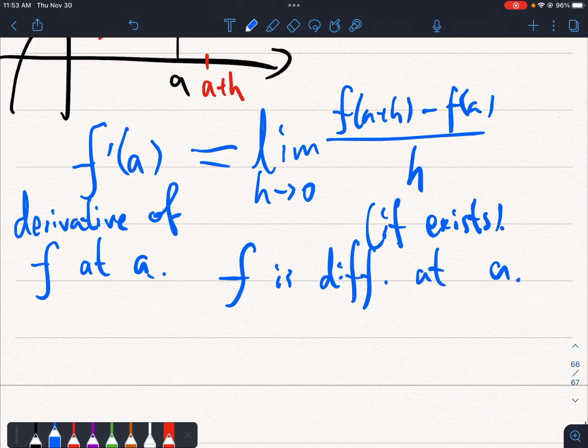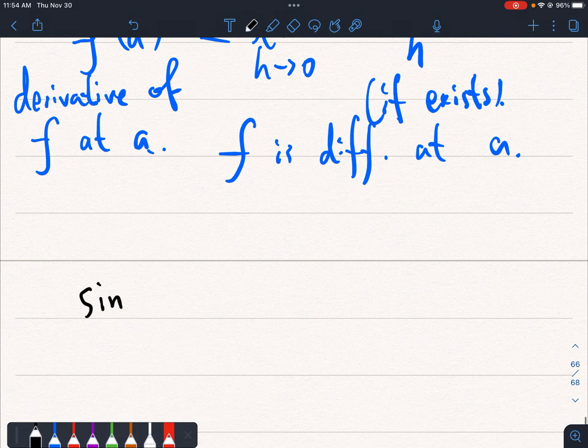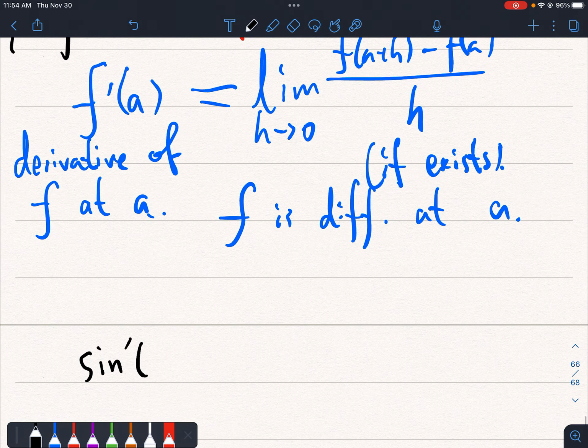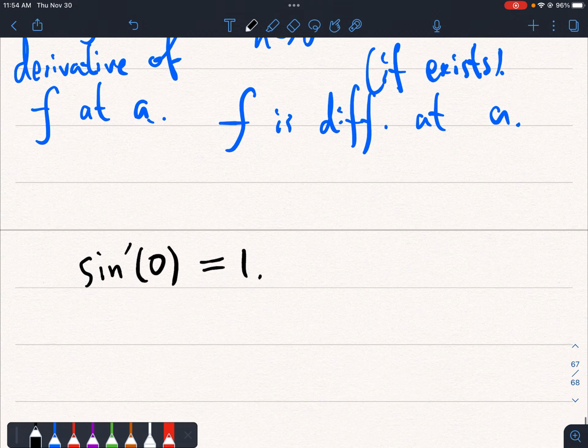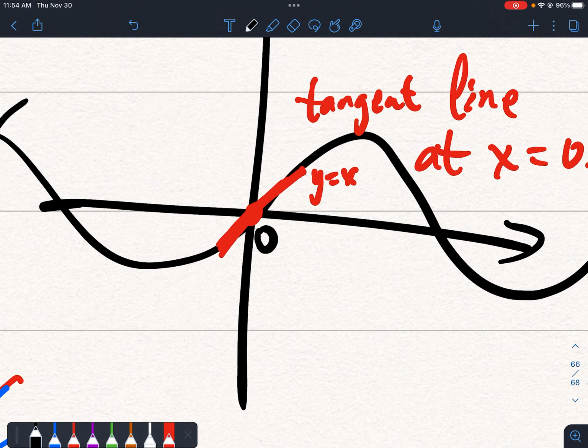And so this gives you a notion of derivative. Okay, so this is a definition of the derivative. So maybe we can just take a look at the sine function. So let's see if the sine prime of 0 is 1, right?